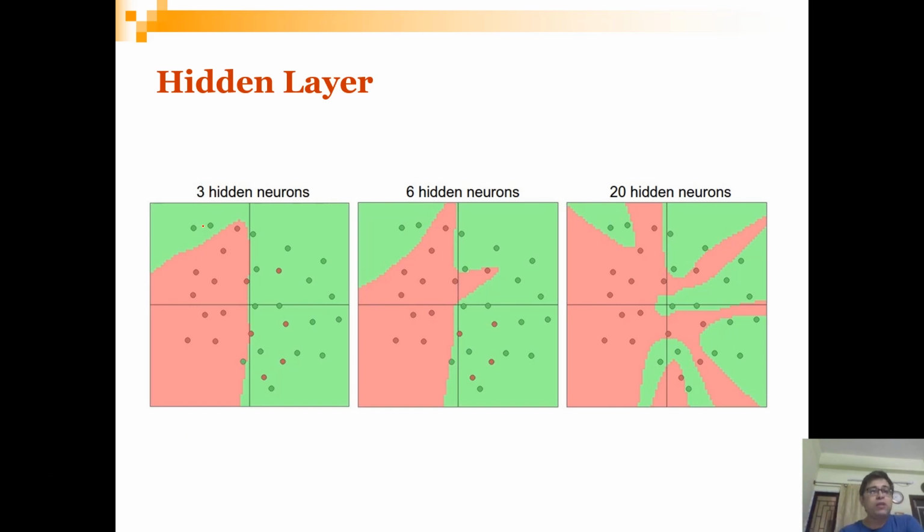When you have three hidden neurons and these are your classes, it can find a decision boundary like this. If you have 6 hidden neurons, your decision boundary can be more irregular, and if you go to 20 hidden neurons, then your decision boundary can be something like this. So you can understand that the hidden layer is also a parameter of the model, which are also called hyperparameters, and as we increase our neurons, our models also become more complex and they can also tend to overfit. This is something which we'll discuss in later classes in more detail.